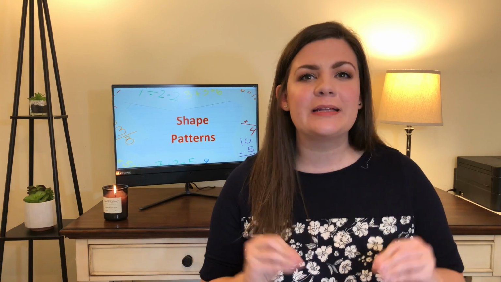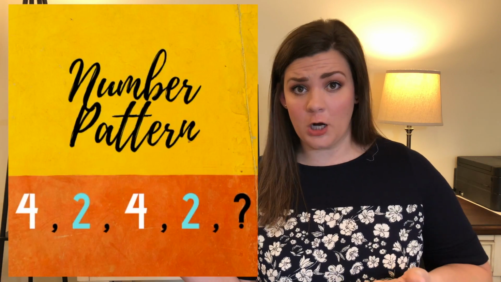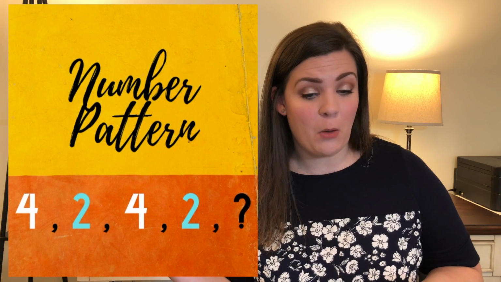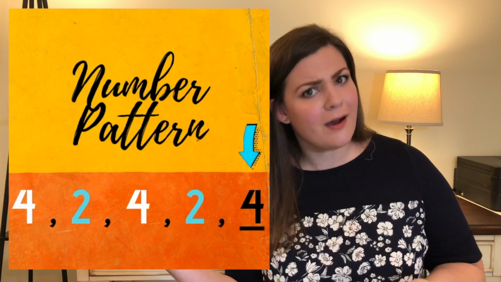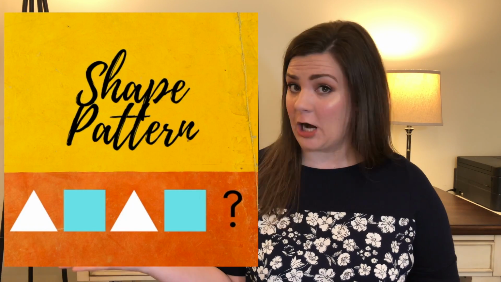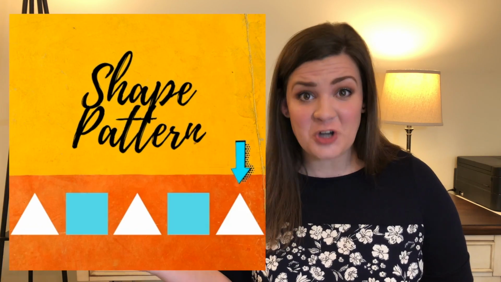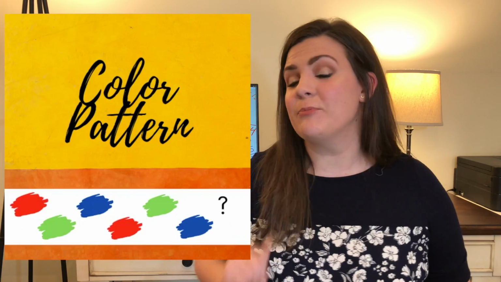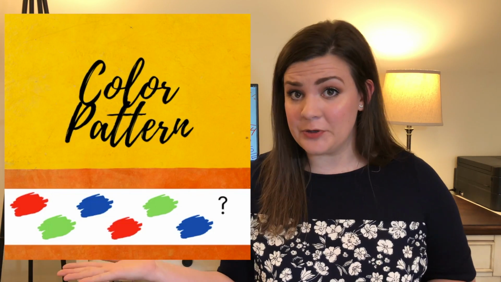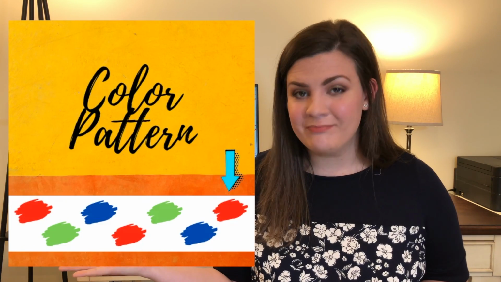So let's look at some really simple patterns to start with. An example of a number pattern could be 4, 2, 4, 2. What do you think comes next? Did you say 4? Awesome. An example of a shape pattern could be triangle, square, triangle, square. What do you think comes next? Did you say triangle? Awesome. An example of a color pattern would be red, green, blue, red, green, blue. What term do you think comes next? Did you say red? Awesome.